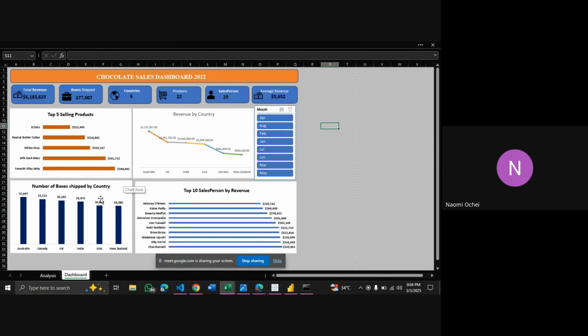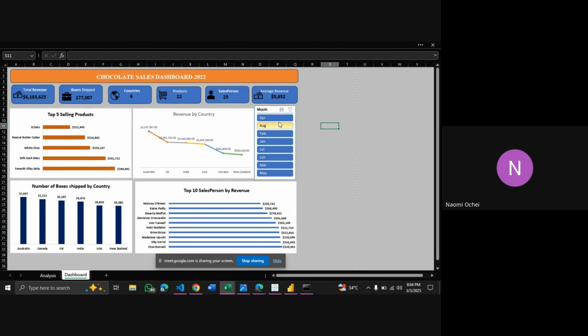Then I used a column chart for the number of boxes shipped by country, and we can see each country down here with their values. And then I used a line graph for the revenue by country and a bar chart for the top 10 salespersons by revenue.